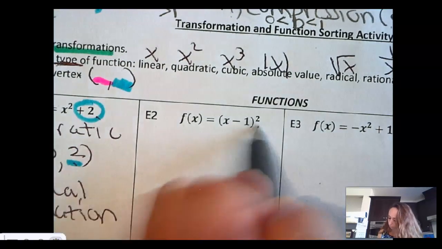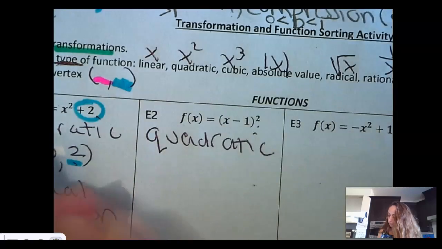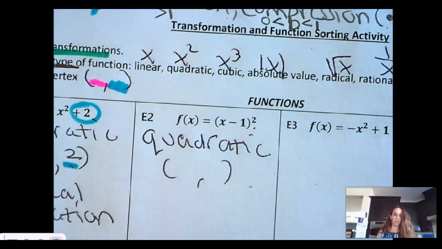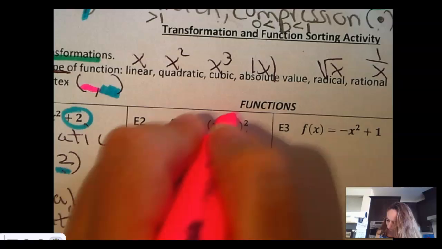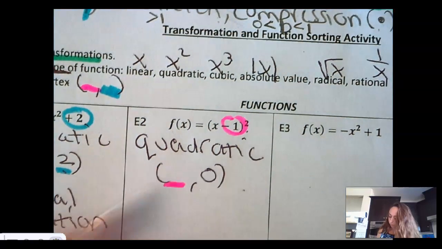All right, let's try the next one. The next one, what type of function? It's also quadratic. I'm going to state the vertex. The vertex is what's with the x? And there is no y. If there is no y, that's a zero.